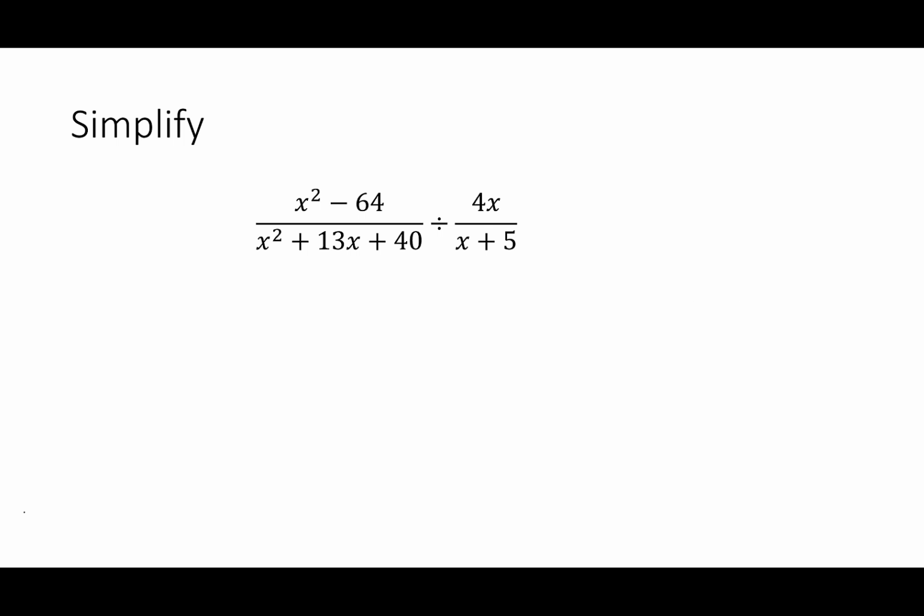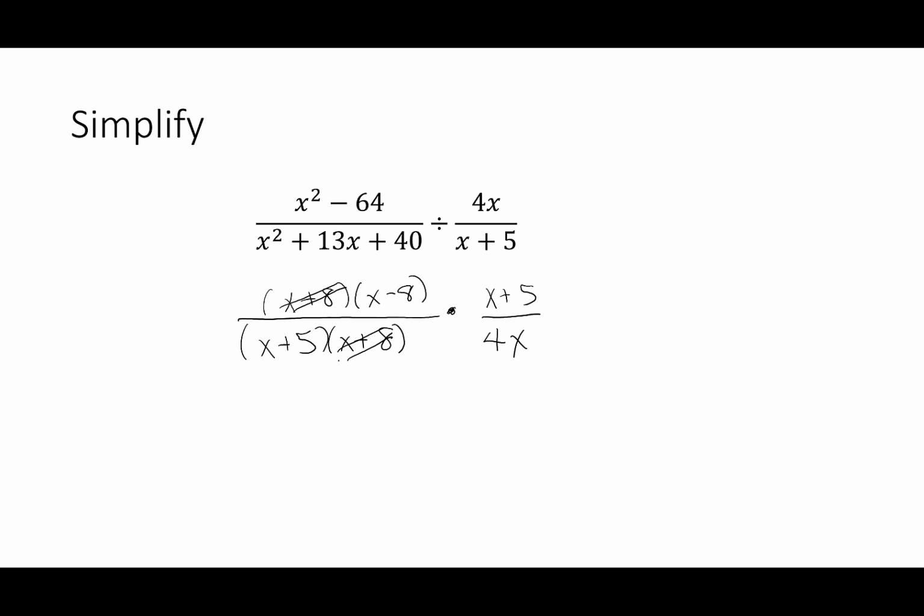Now I have x squared minus 64 over x squared plus 13x plus 40 divided by 4x over x plus 5. I want to start by looking at x squared minus 64, which is x plus 8, x minus 8, and then I have x plus 5 and x plus 8. So I looked for factors of 40 that add up to 13, which would be 8 and 5. That divide changes to multiplication. I have x plus 5 over 4x. So I see one of the x plus 8s cancels this other x plus 8. The x plus 5 on the numerator cancels the x plus 5 in the denominator. I'm left with x minus 8 over 4x.